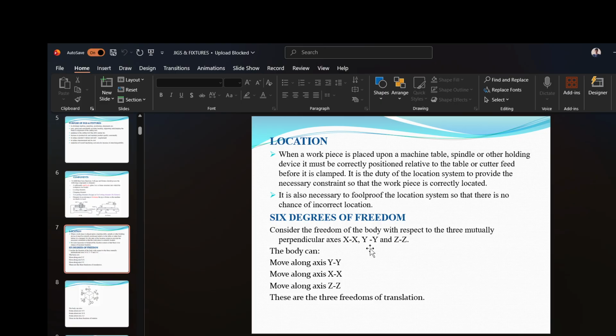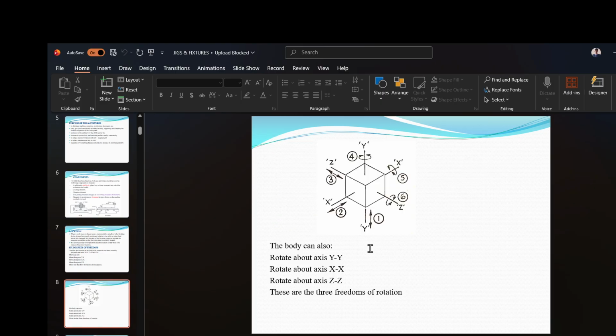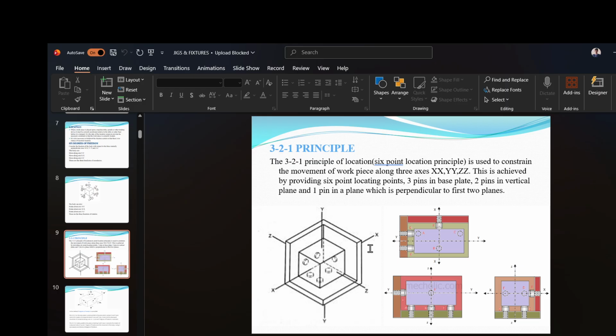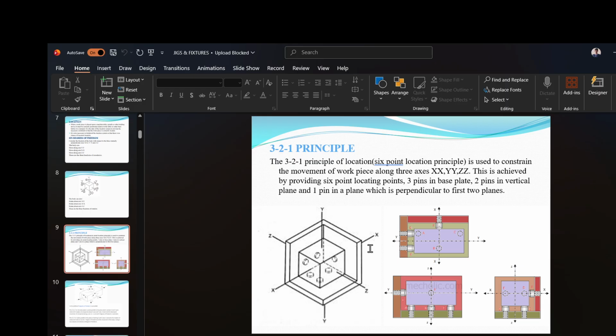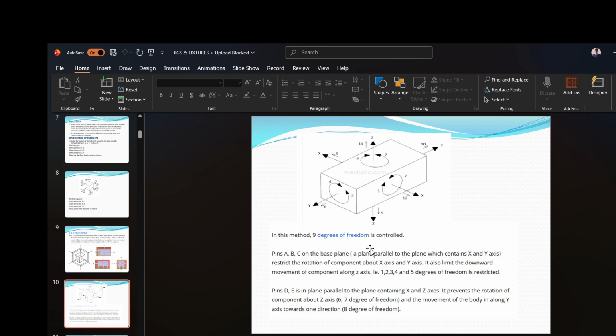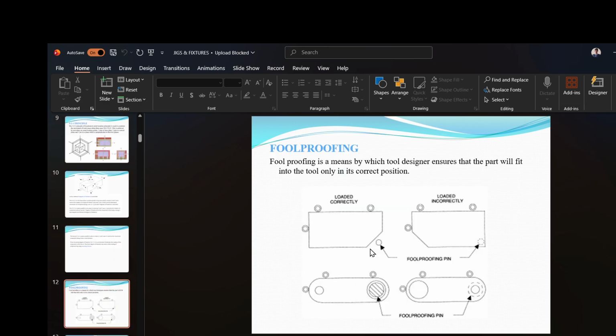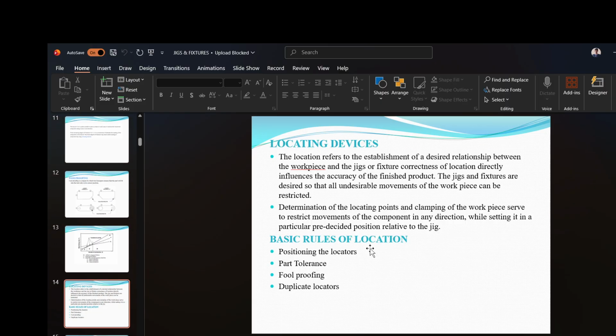Then the six degrees of freedom of the jigs and fixtures. See, that is the six degrees of freedom. So the 3-2-1 principle. You can read and write this 3-2-1 principle, and read about all these things. Then foolproofing. This is the foolproofing of the jigs and fixtures. So you can read and write all of this.